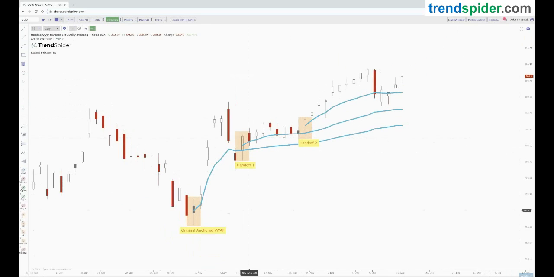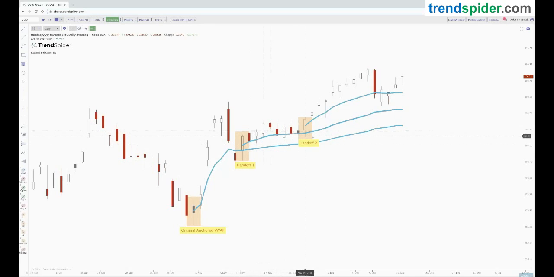You can see here, here's our original anchored VWAP from this November swing low. You can see that we did actually break down through this point on November 10th, and then the last time that we did test this area was on November 11th. So that's where we anchor another VWAP from, and you can see how well the price rode along this handoff one anchored VWAP for over a week.